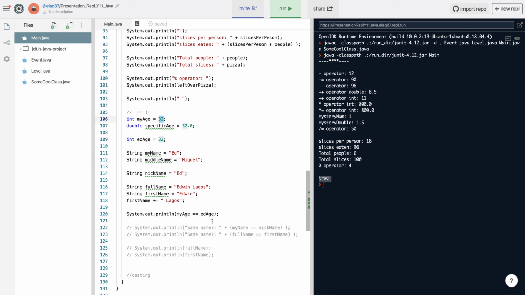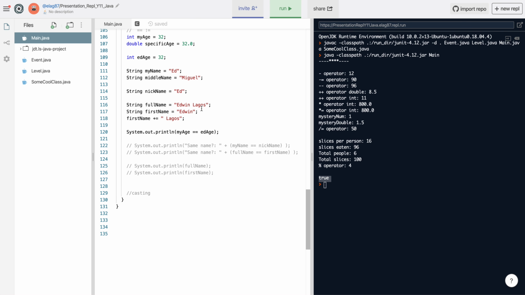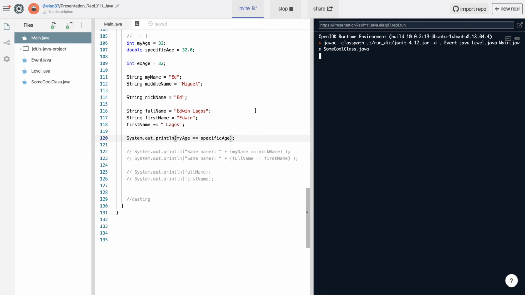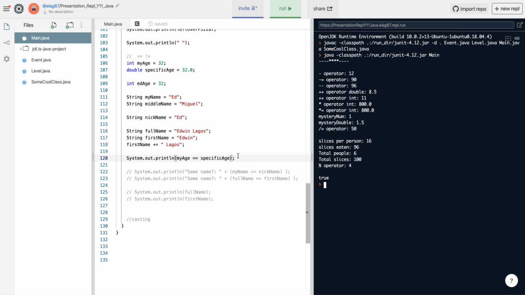What happens if I compare a double with an int? If I do my age with a specific age, I will wait for it to reload. It should then print, ideally, true, because 32 and 32.0 are equal, and it does. So you can be safe that these two can be used interchangeably.